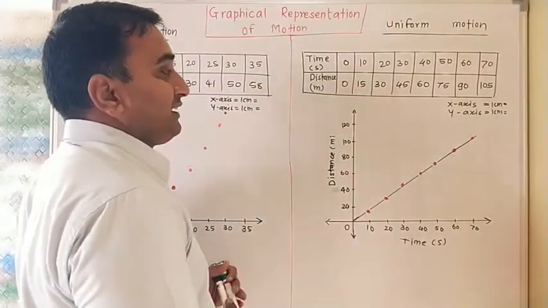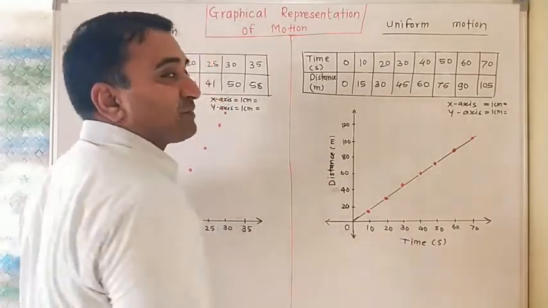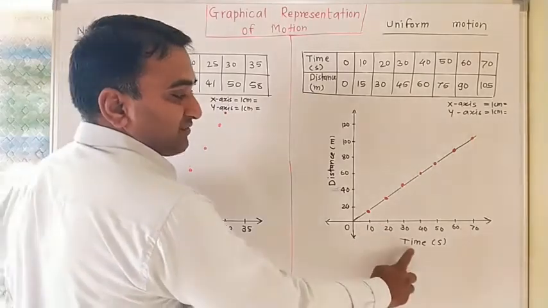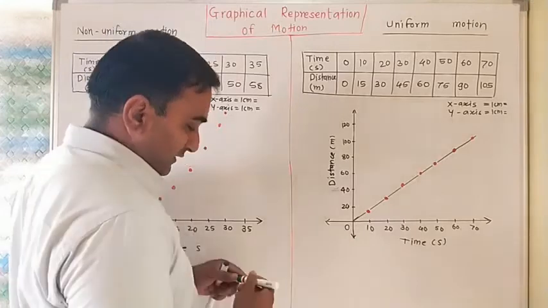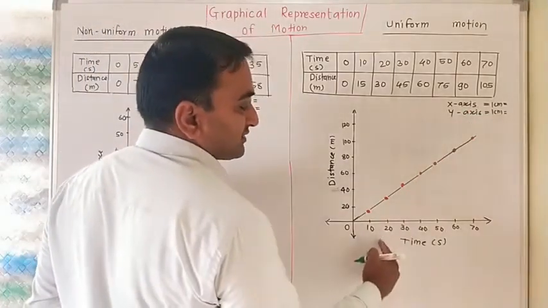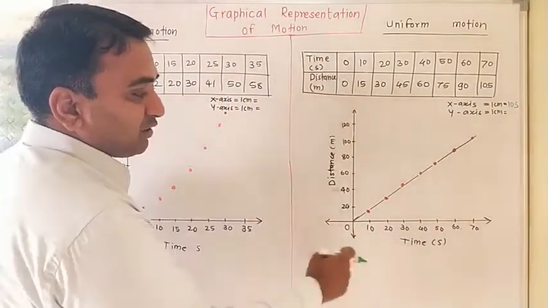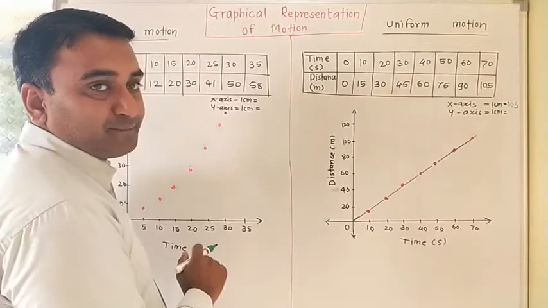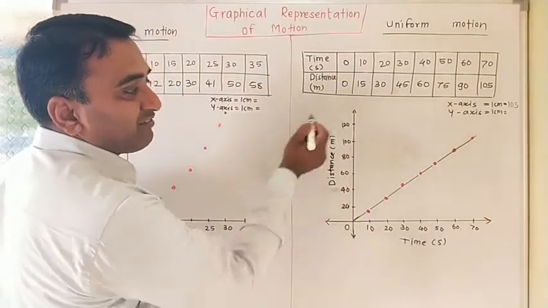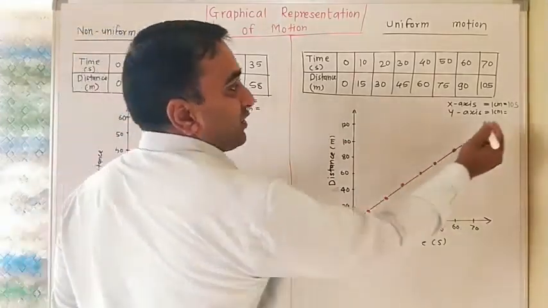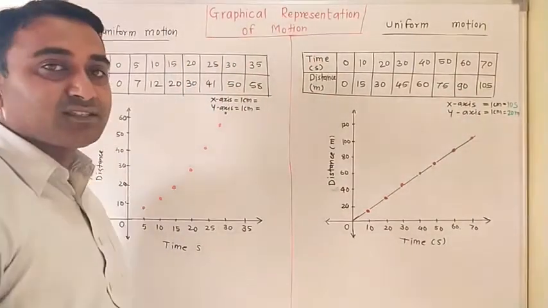Now we consider the graph of distance versus time, that is the distance-time graph. On the x-axis we consider time, in seconds, where 1 centimeter is equal to 10 seconds. On the y-axis we consider distance in meters, where 1 centimeter is equal to 20 meters. This is the scale we have discussed.